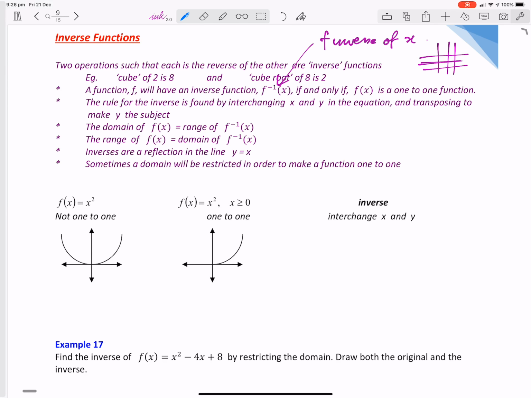Okay, inverses are a reflection in the line y equals x. So if I had a graph that was like that, if we sketch the line y equals x, its inverse is just a mirror image in the line y equals x.